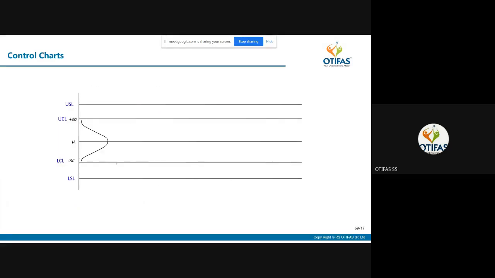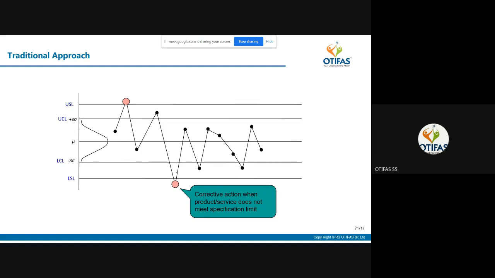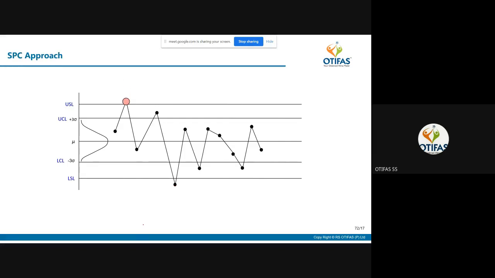For example, see, what does a traditional company do? Now, this is your lower specification 35, upper specification 45. Suppose a traditional company, what do they do? They take action when the process goes beyond the specification limit. But a company which is following the SPC approach takes action whenever it is crossing the control limit. Now see, this is not a defect, isn't it?